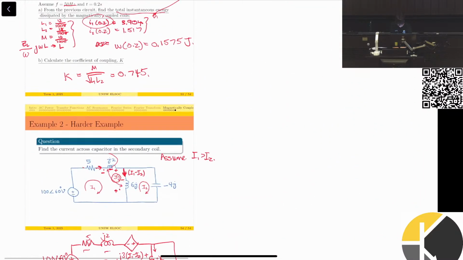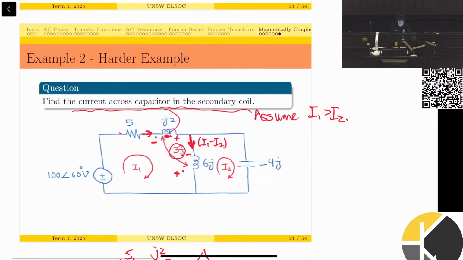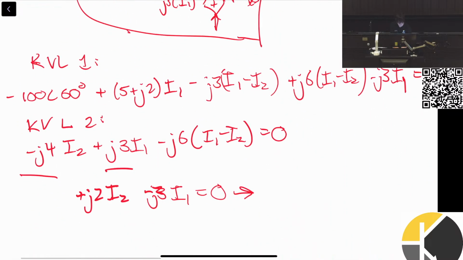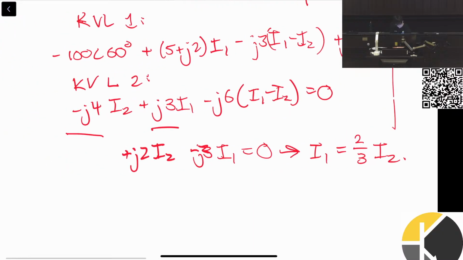So the current we are interested in is the current across the capacitor, so this is I2. So like last time, I'm going to prioritize trying to find I2. So first things first, I1 is going to be 2 on 3 I2, and then I can sub that into my first equation to find I2.